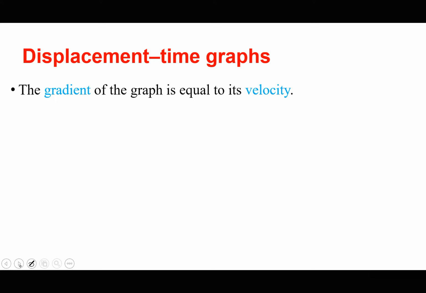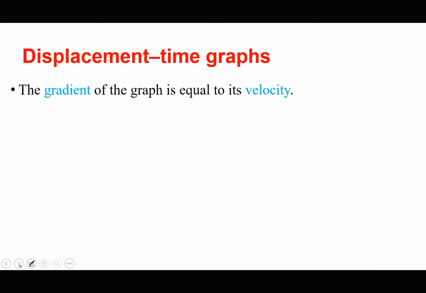So from a displacement time graph, we can still tell if the object is moving forward or moving backwards. Of course, we must ensure that we consider one direction positive and the opposite direction negative. So if the gradient is negative, then the object's velocity is in the negative direction, so it is said to be moving backwards, as we have seen in the previous example.